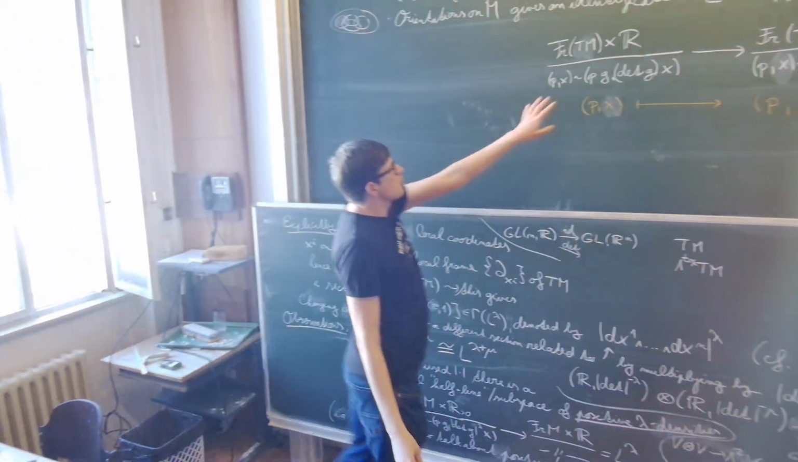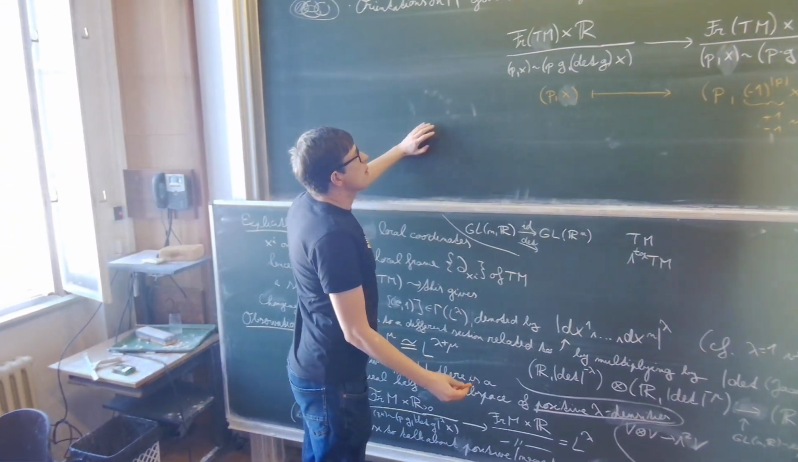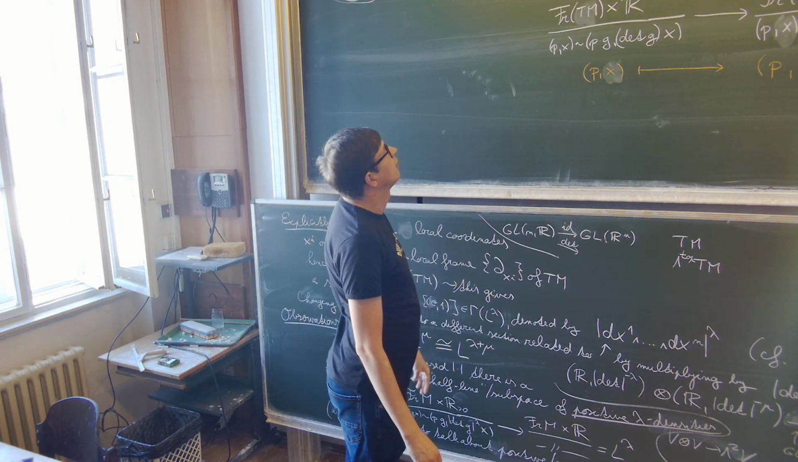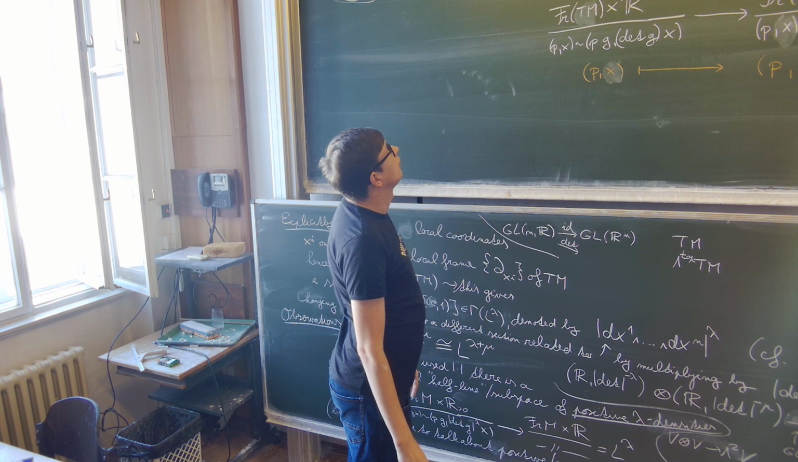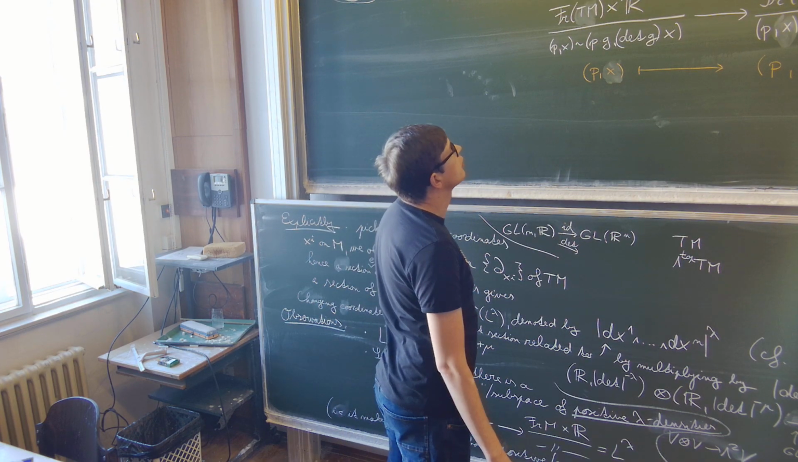This gives a map of the numerators. Now, is this map compatible with the quotient? What do I need to check? So I want to check that.